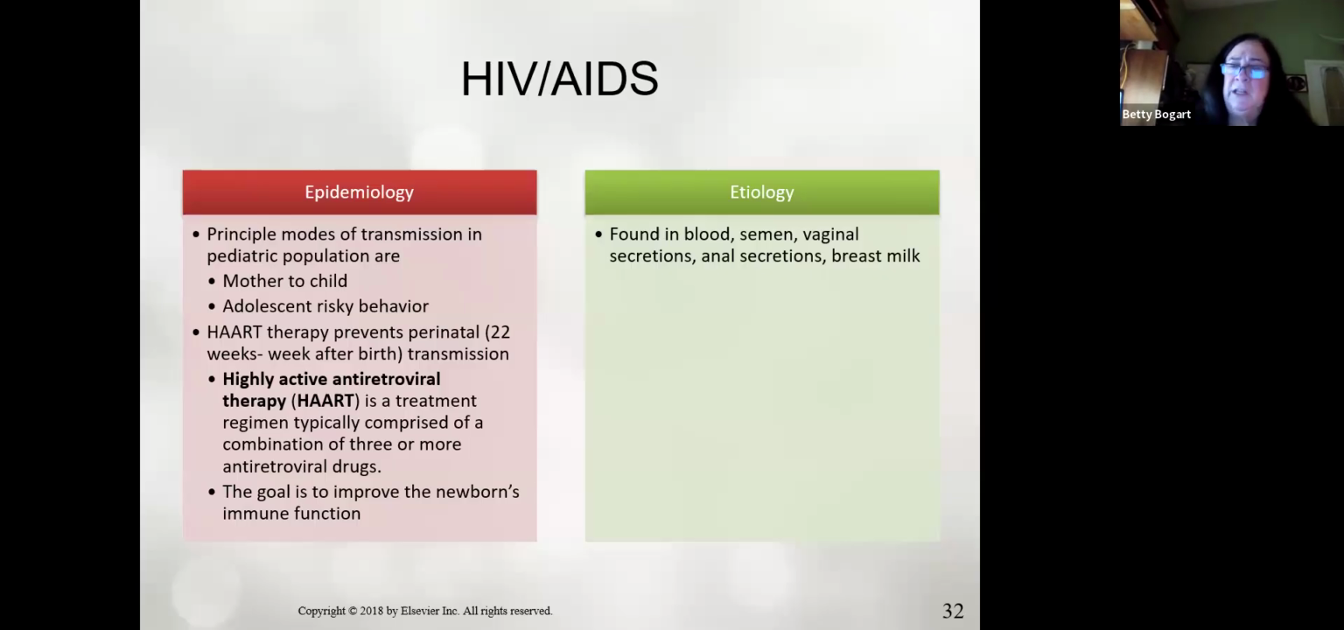Well, what they say is at 22 weeks, up till after they're born, that they're placed on this highly active antiretroviral therapy. Okay. What the goal here is to improve the newborn's immune function.